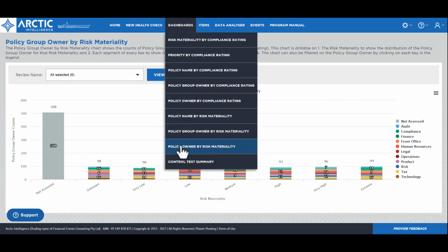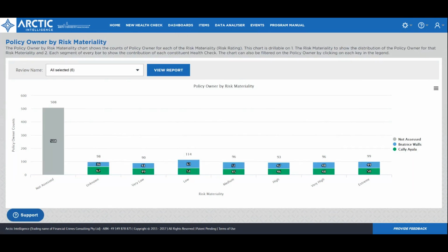Dashboard 8 is called the Policy Owner by Risk Materiality, which summarizes the individual policy or procedure owner most frequently associated with higher risk materiality across different obligations.